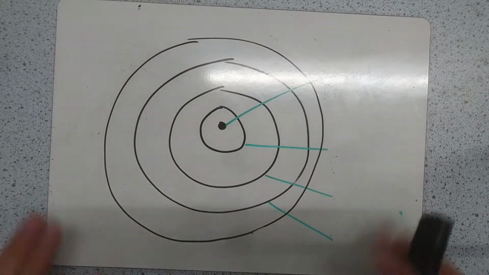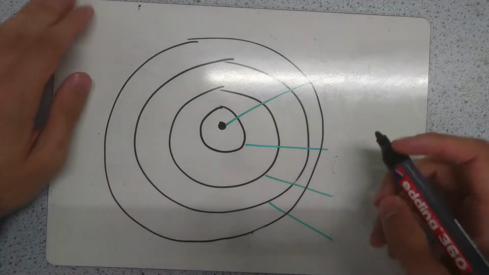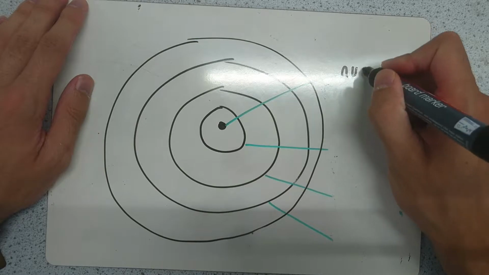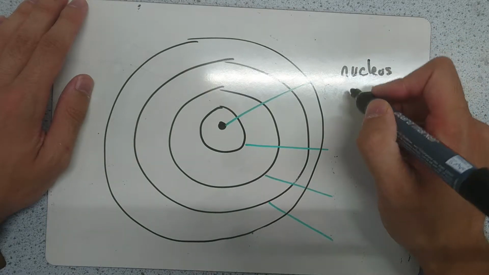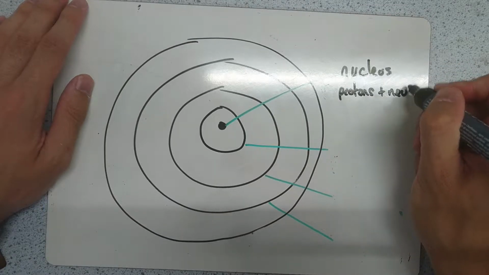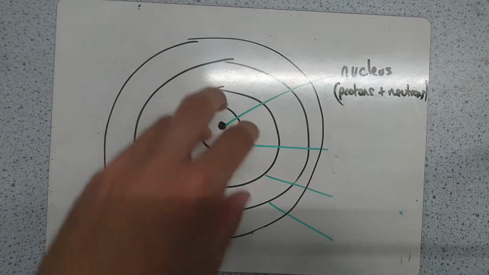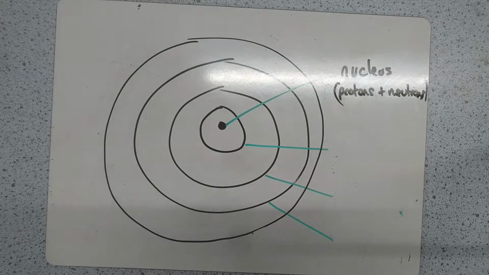Okay, so this is my absolutely horrific drawing of an atom. At the centre of an atom, we've got our nucleus. In the nucleus, we have our protons and neutrons. They live right at the centre, all together in the nucleus. And then the electrons orbit around. Bohr's model says that they orbit around in shells, and Bohr's model only works for the first 20 electrons.